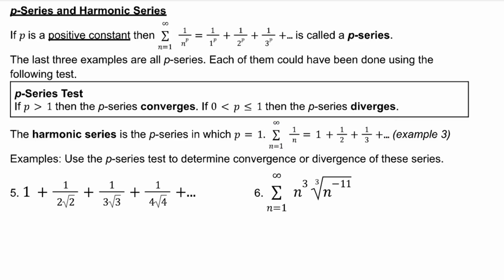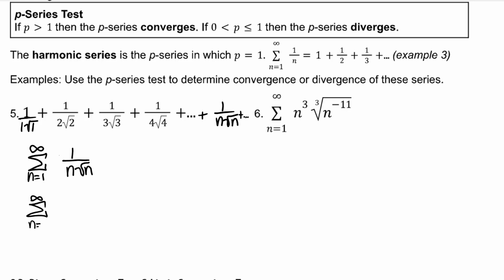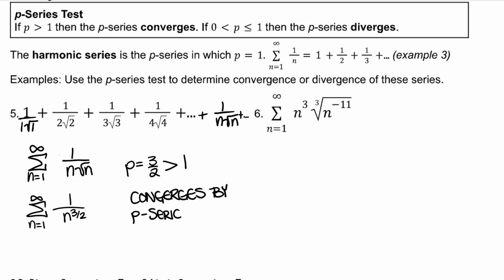Use the p-series test to determine the convergence or divergence of these series in examples 5 and 6. First, I want to be able to see what p is. I could rewrite this as 1 over 1 root 1 to make it look like the rest of them, and then I think I could build an nth term from that. That would be 1 over n root n, obviously starting with 1. Now n root n can be combined. That would be n to the 3 halves. This is a p-series. P is equal to 3 halves, which is greater than 1. Therefore, this series converges by the p-series test.